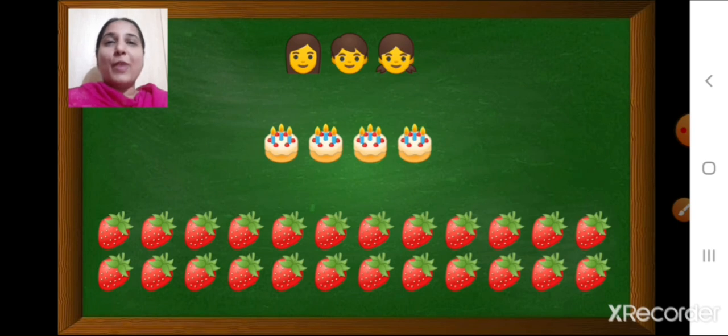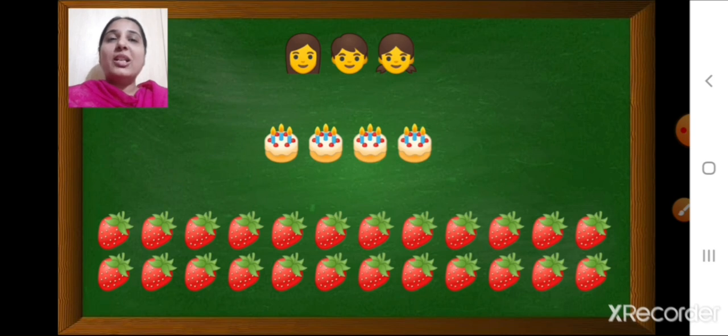Okay children, what can you see on the screen? Yes, so many cakes and so many strawberries. So children, suppose your mother baked on a particular day, she baked 4 cakes. How many cakes can you see on the screen? 4 cakes. Okay, and she has 24 strawberries. How many strawberries? 24 strawberries. I know you are counting the strawberries. Yes, they are 24. Total 24 strawberries are there.